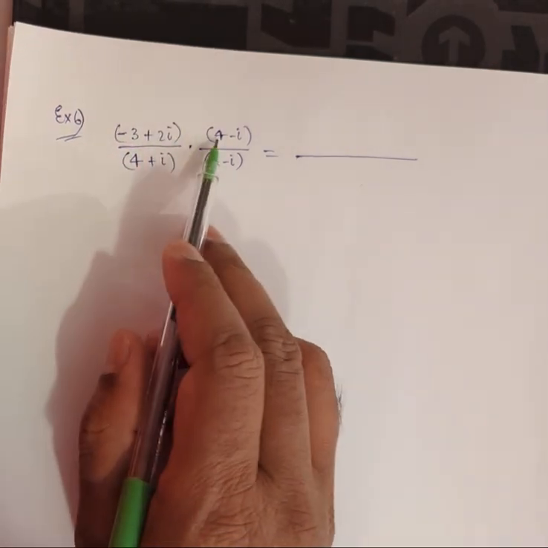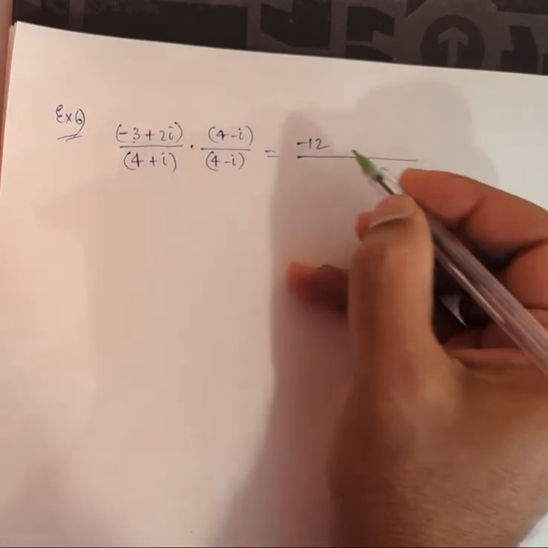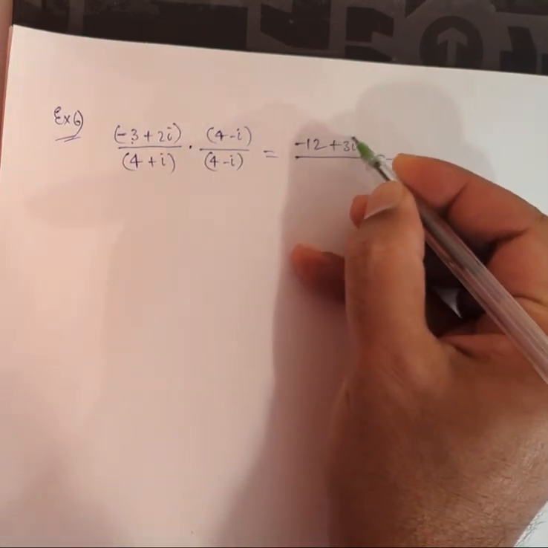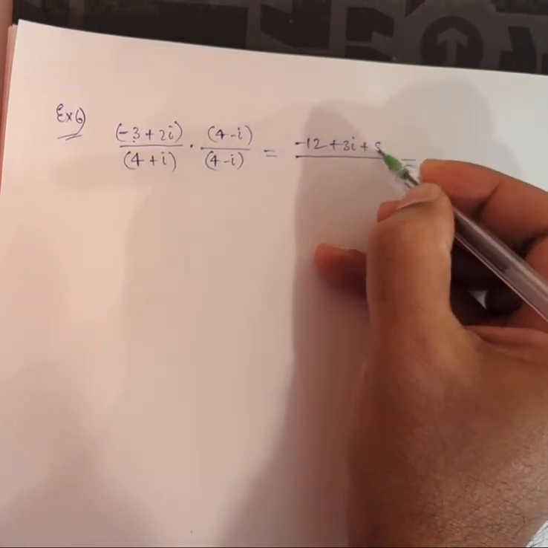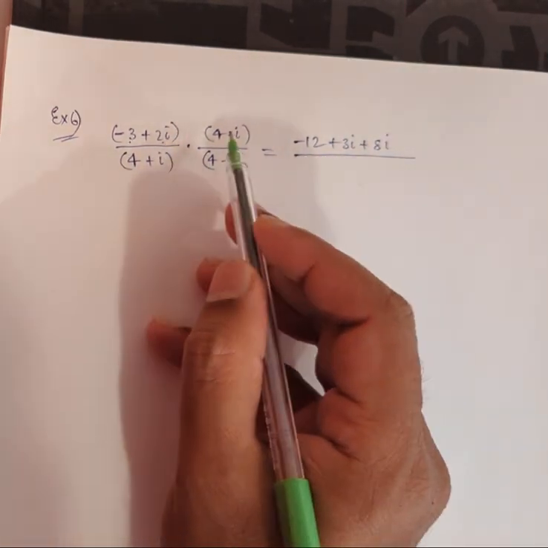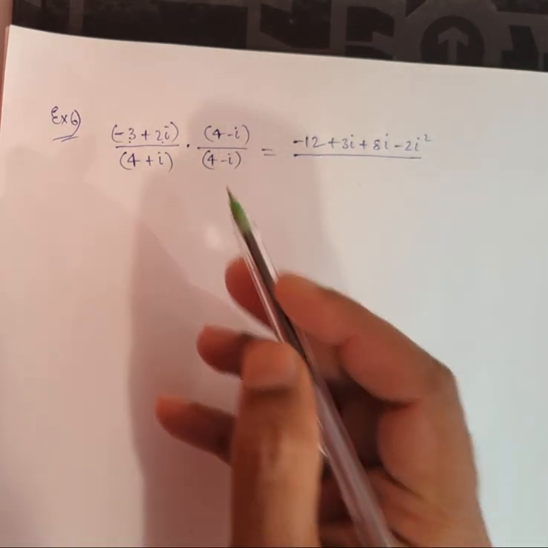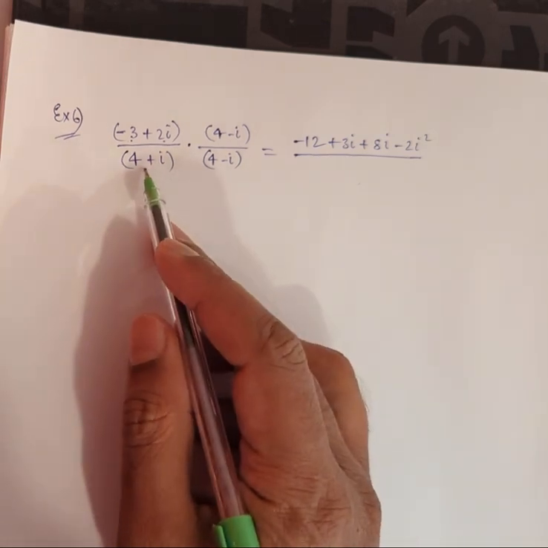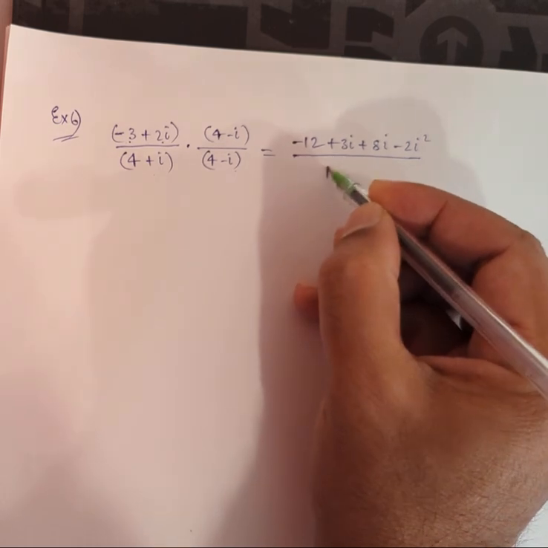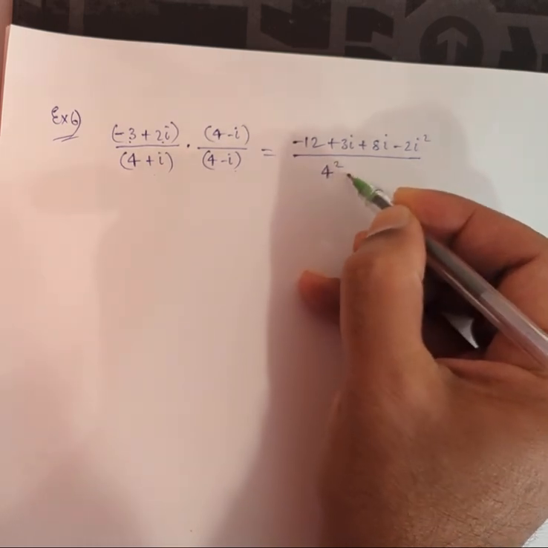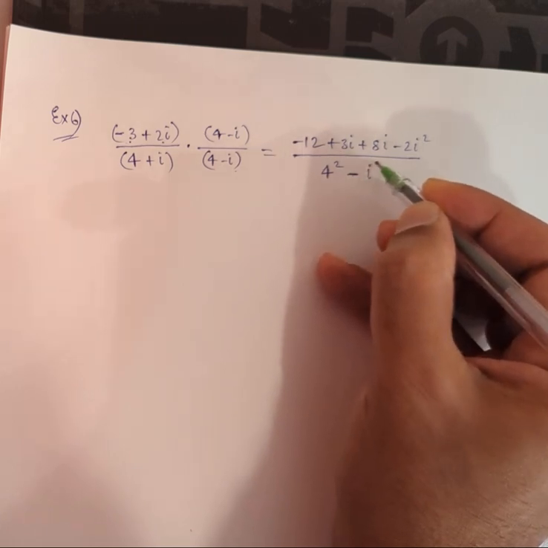So I have negative 3 times 4 is negative 12. Then negative 3 times negative i is positive 3i. Then 2i times 4 is positive 8i. Then 2i times negative i is negative 2i square. And the denominator is nice, a plus b, a minus b form. So all I have to do is square the 4. And then remember, the formula is minus b square. b square is i square.